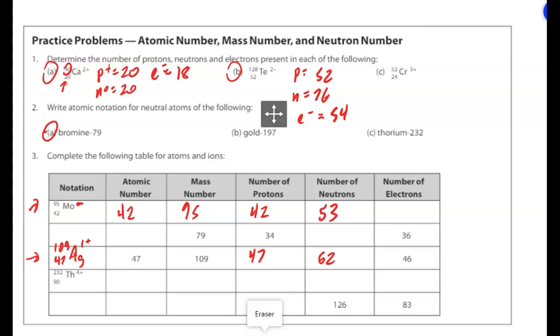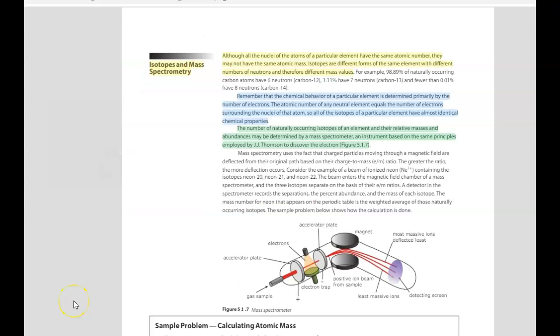And because there's nothing written there in the upper right-hand corner, we assume that it's neutral, which is a reasonable assumption. And if it's neutral, the number of protons equals the number of electrons. So we're looking at 42 electrons for a neutral atom of molybdenum. So the last part of this lecture will be about isotopes.